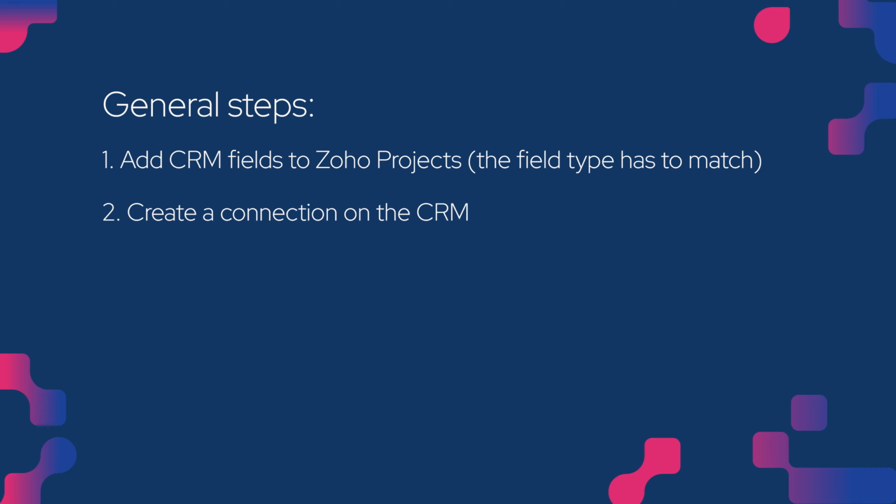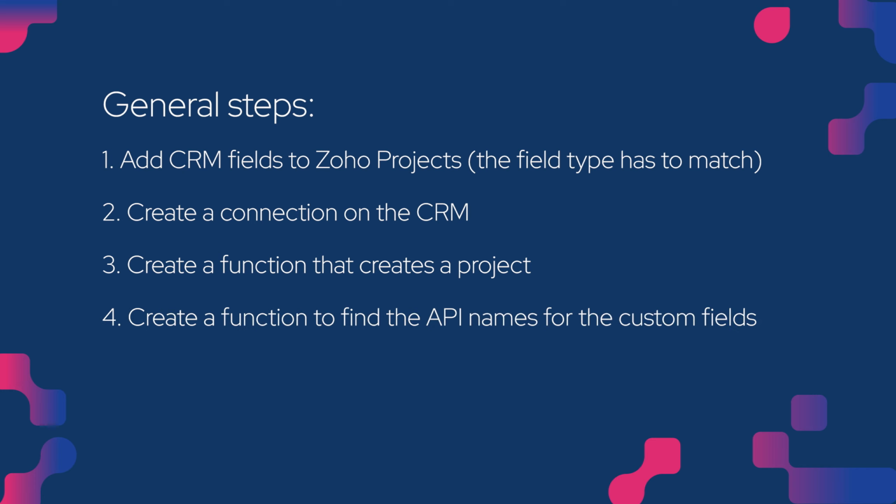Second, you have to create a connection in the CRM that will be used in the function. Third, you have to create a function that will create a project. This function will vary depending on how many fields you need to map. You will also need to create another function that will help you find the Zoho Project field API names. This is the only way to find the API names, and you need them if you're mapping custom fields. The last step is to create a workflow that will trigger the function. Keep in mind that the Zoho CRM and Zoho Projects integration has to be set up before creating this automation.